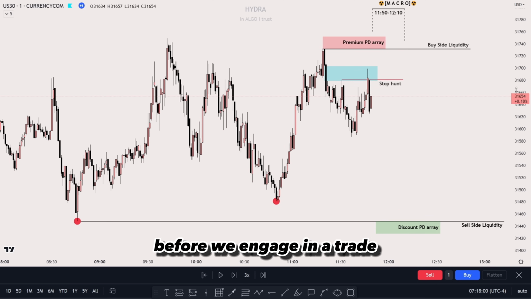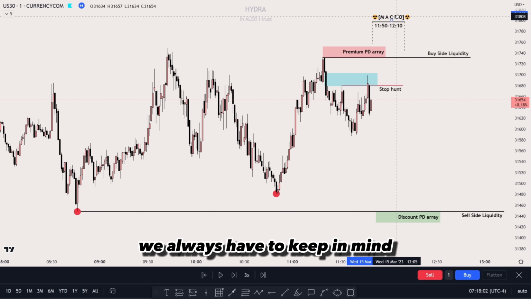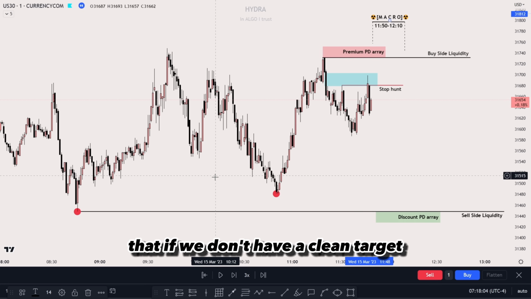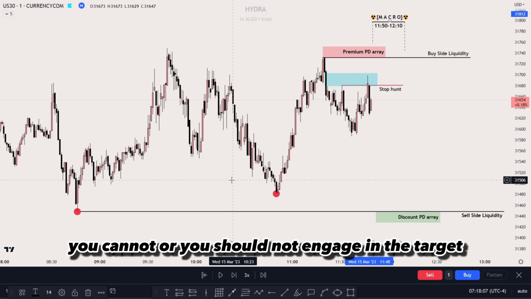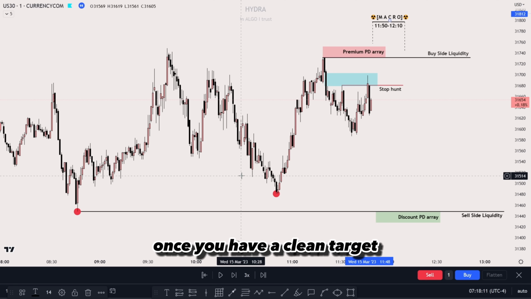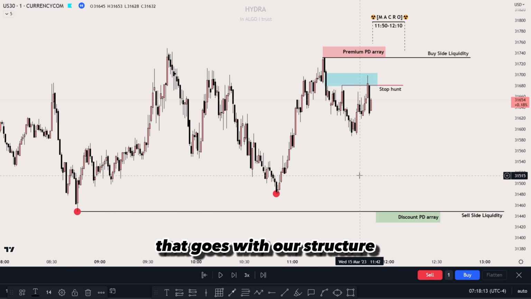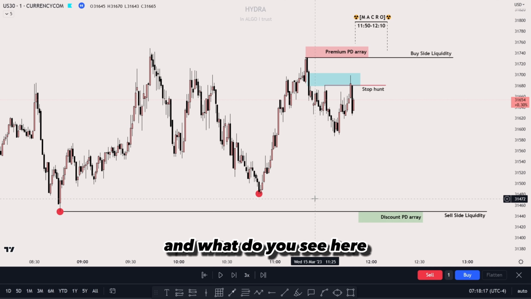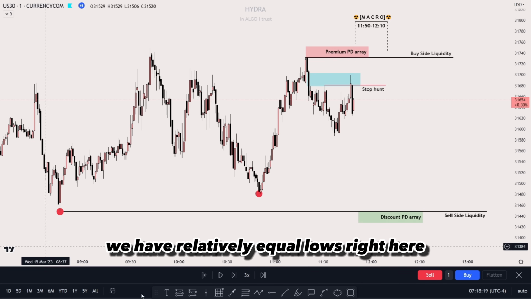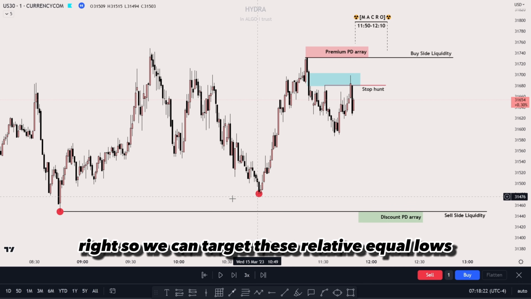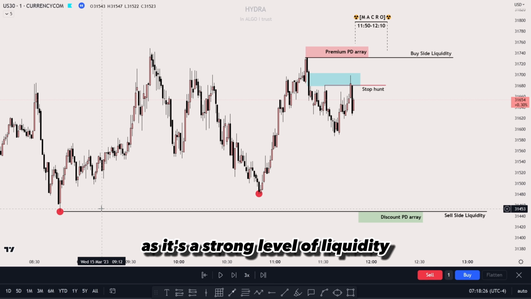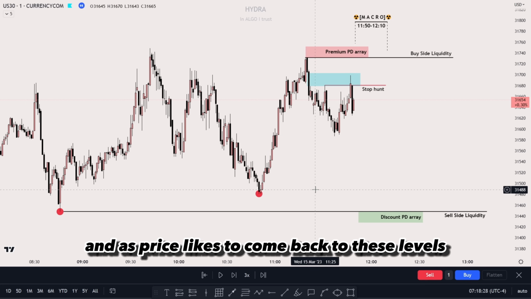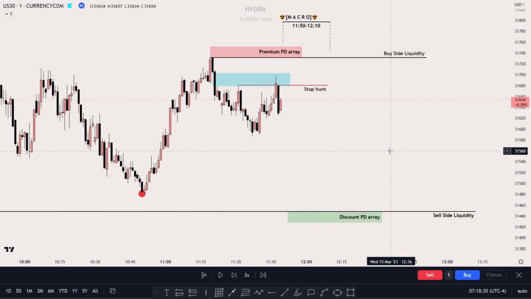Before we engage in a trade or we look for a setup, we always have to keep in mind that if we don't have a clean target, you should not engage in that trade. Once you have a clean target that goes with our structure, then you can engage with confidence. And what do you see here? We have relatively equal lows right here, right? So we can target these relative equal lows as it's a strong level of liquidity, and price likes to come back to these levels and take it out.